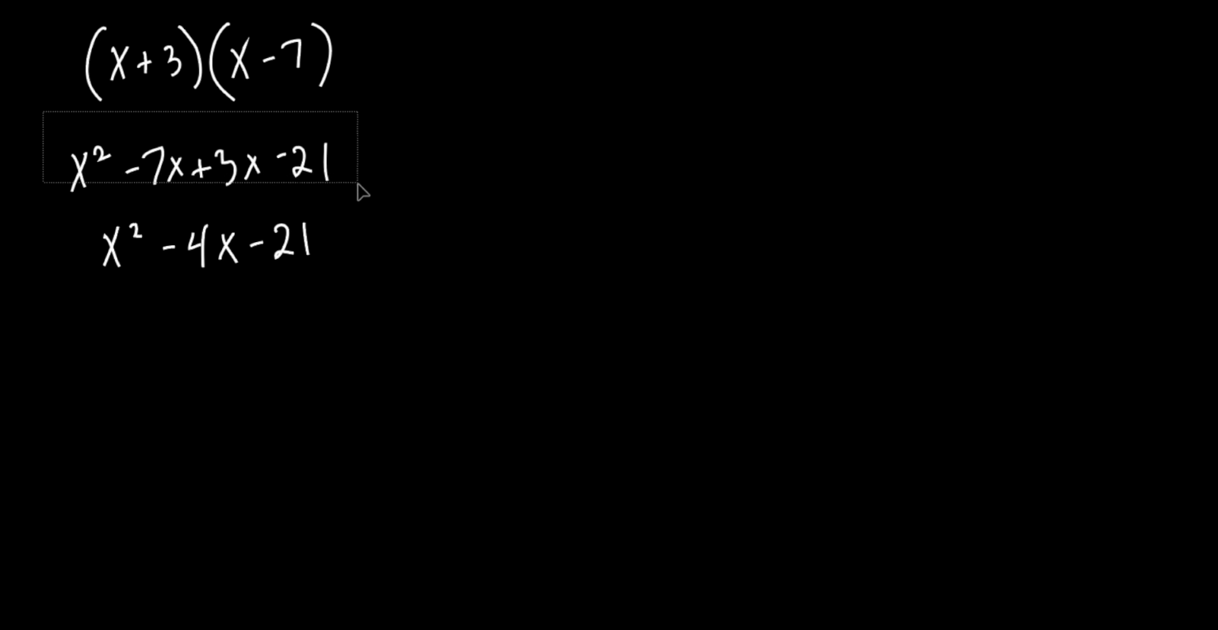What would you do? Remember FOIL method? Remember that, don't you? Okay, or distributive property. So what do you get? X times x is x squared. Then x times negative 7 is negative 7x. Then the inside, remember outside, inside, last? Remember that? Okay, this is plus 3x. And this is minus 21. Let's simplify it. What is that? X squared what? Minus 4x. Whoops. Minus 21. Yes? So this is what I'm trying to teach you today.